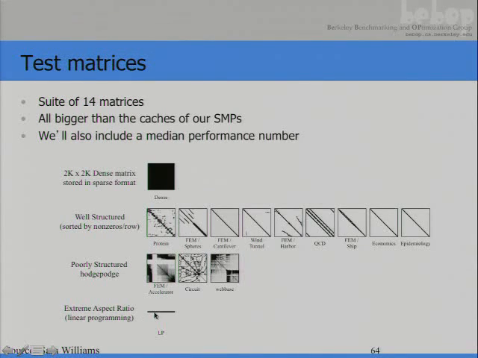And then there was one really long, skinny linear programming matrix that represented constraints in some problem. And this is harder simply because it's so far from square. And that's going to make a difference in how we have to do caching to store the x and the y vector.